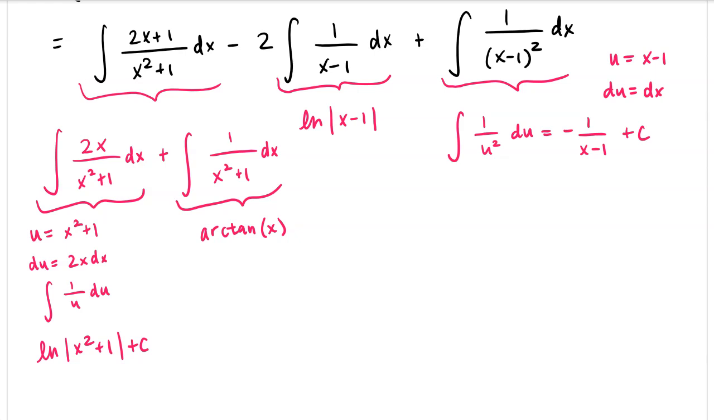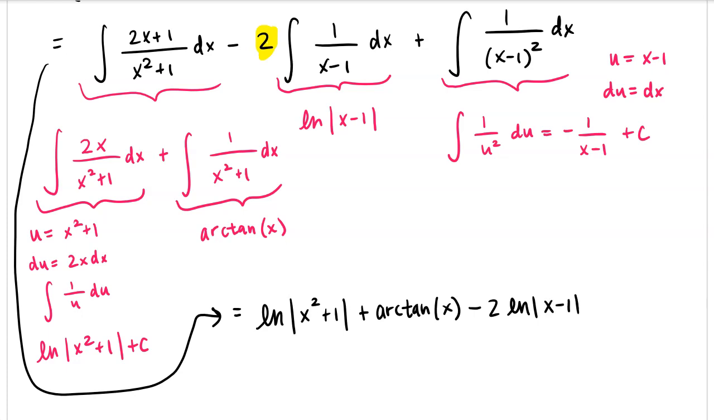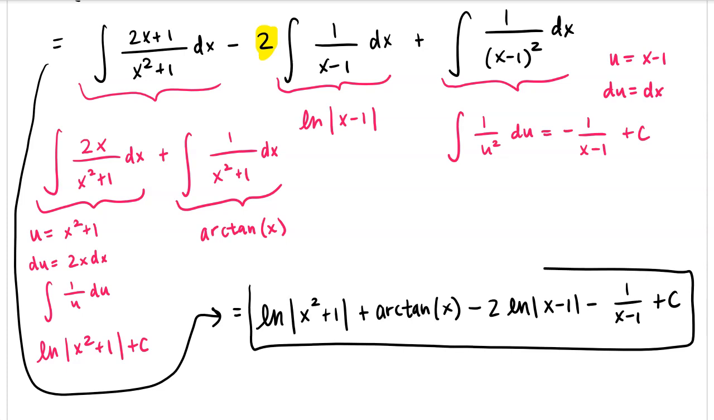So let's go back and kind of give our final answer. So we have that our original integral is equal to the natural log of the absolute value of x squared plus 1 plus arctangent of x minus, don't forget this constant here, so minus 2 times the natural log of the absolute value of x minus 1, and then minus 1 over x minus 1 plus c. And here is our final answer.